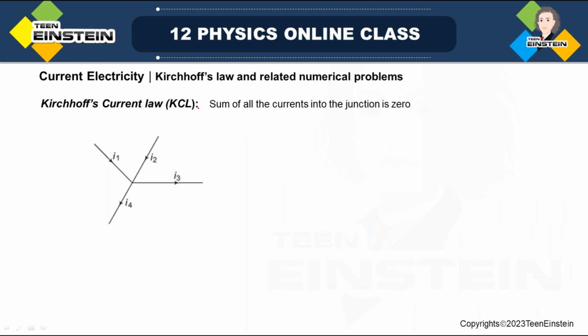So what is this law saying? Kirchhoff's current law. It is saying that the sum of all the currents into the junction is zero. Or in other words, we can say the algebraic sum of the currents at any junction is zero.